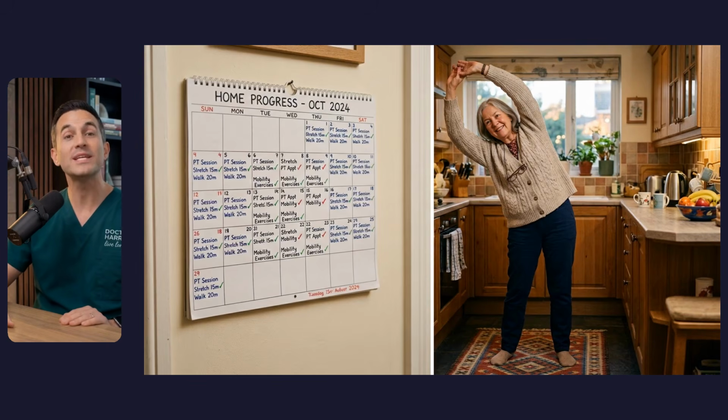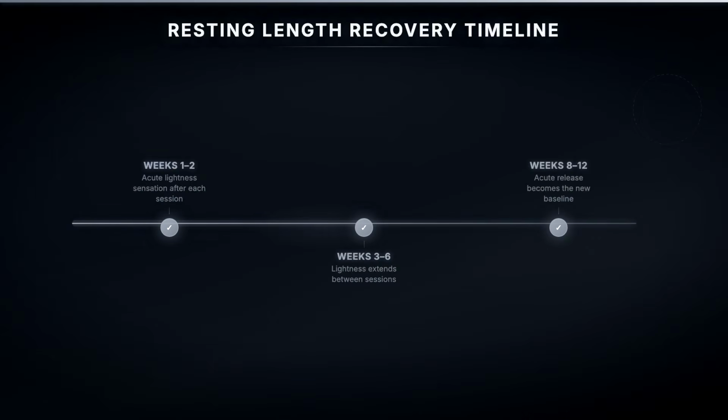Between 3 and 6 weeks of daily practice, the subjective sensation tends to extend. The lightness lasts longer between sessions. The acute release starts to feel like a baseline rather than a temporary event. This is the intermediate signal that the resting length of the chain is beginning to shift, not just the acute tension.